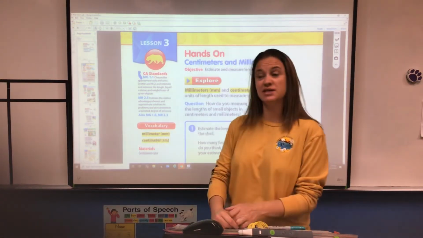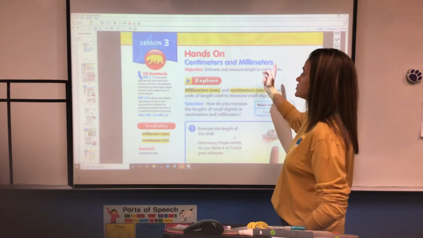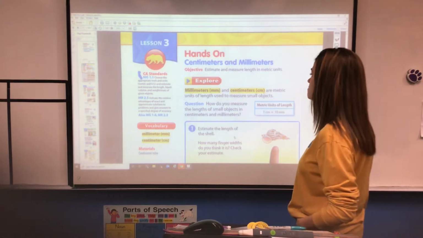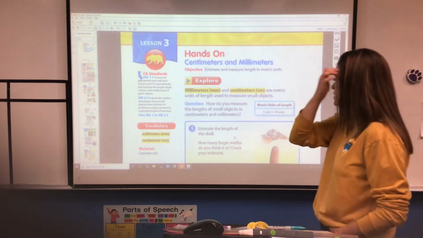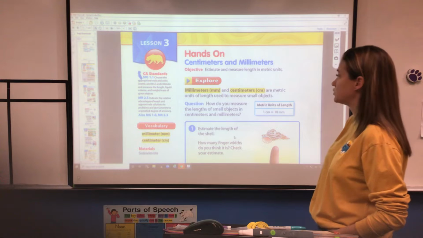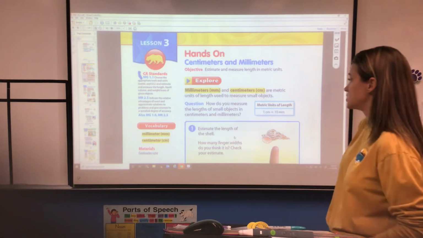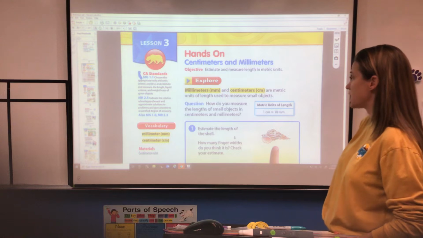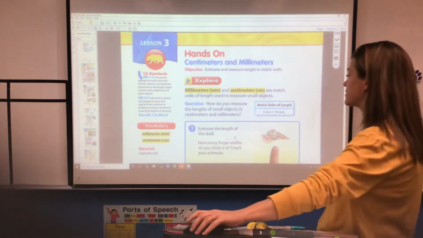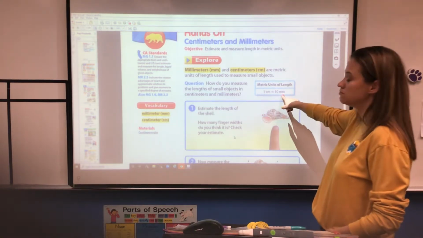So today we're going to continue with units of measurement, and today we're going to focus on centimeters and millimeters. Our objective for today is to estimate and measure length in metric units. So they wanted us to explore millimeters and centimeters, which are metric units of length used to measure small objects. The question is, how do you measure the length of small objects in centimeters and millimeters? And something they tell us here is that 1 centimeter equals 10 millimeters.